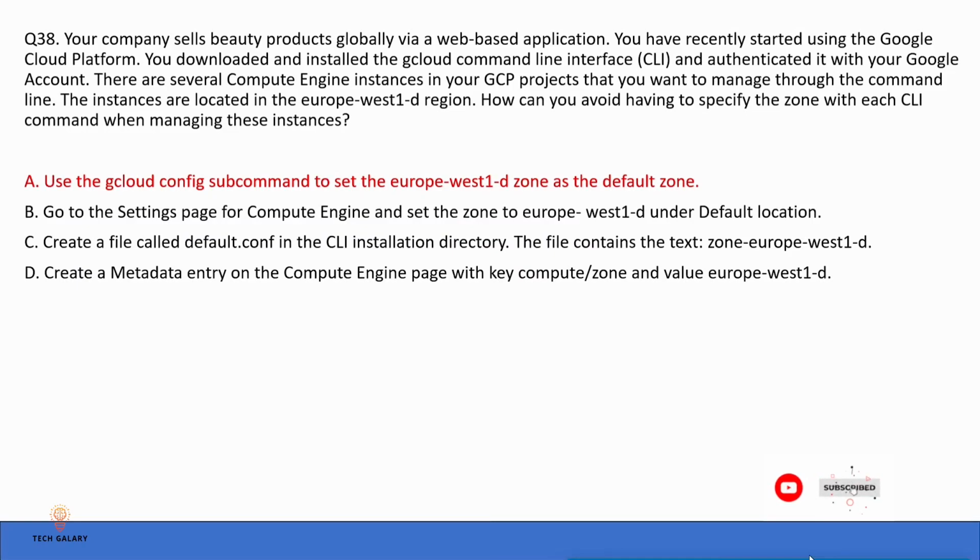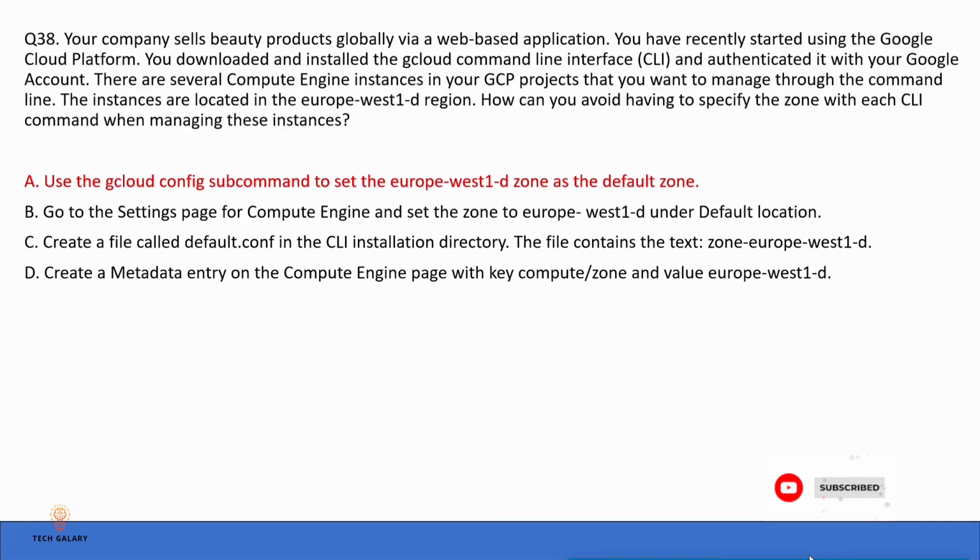Now let's take a look at option B. Go to the settings page for Compute Engine and set the zone to Europe West 1-D under default location. This option is not correct because changing the settings in the GCP console will not affect the gcloud command line tool. So the question is specific to the gcloud command line tool. And the settings page for Compute Engine does not have an option to set the default zone. Here we can configure the default project, enable APIs, manage SSH keys and customize quota, but there is no option to set the default zone. So option B is incorrect.